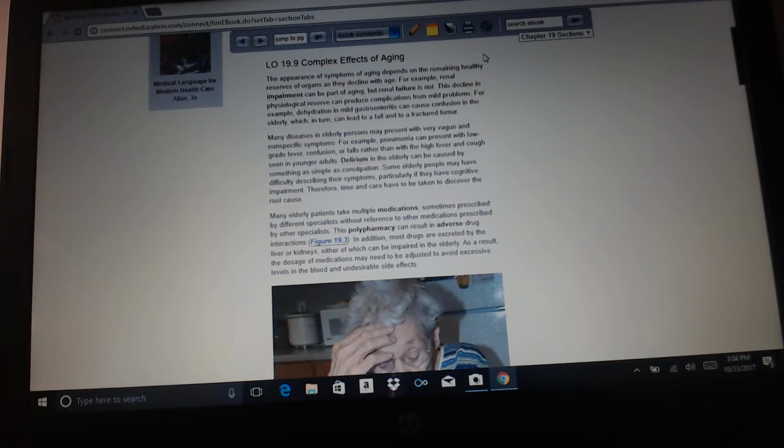Many elderly patients take multiple medications, sometimes prescribed by different specialists without reference to other medications prescribed by other specialists. This polypharmacy can result in adverse drug interactions. In addition, most drugs are excreted by the liver or kidneys, either of which can be impaired in the elderly. As a result, the dosage of medications may need to be adjusted to avoid excessive levels in the blood and undesirable side effects.